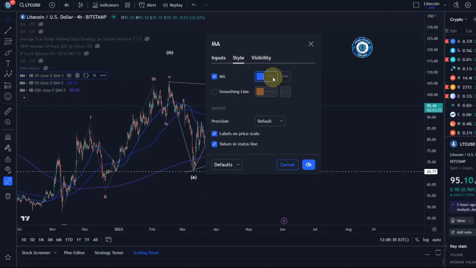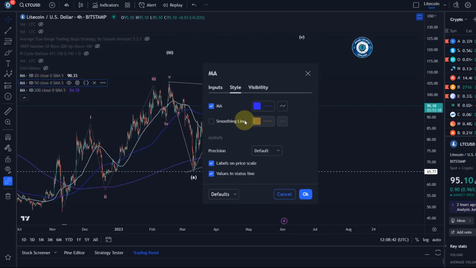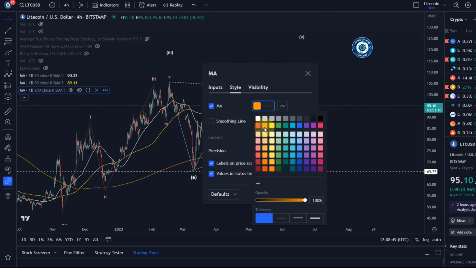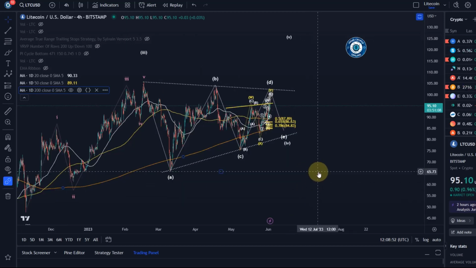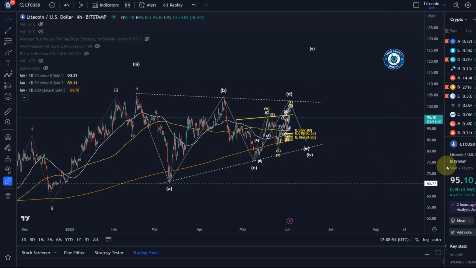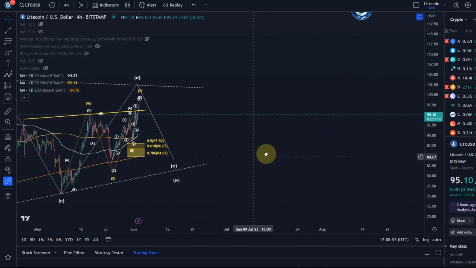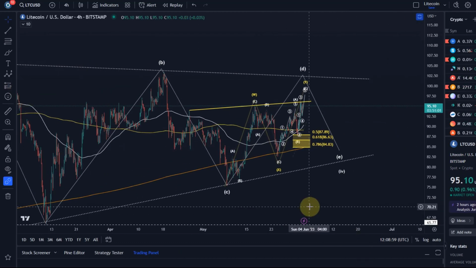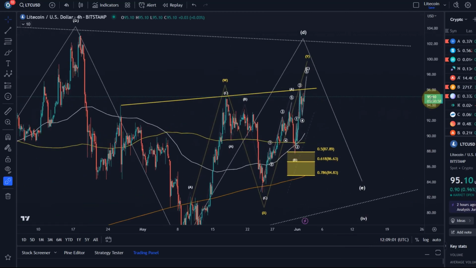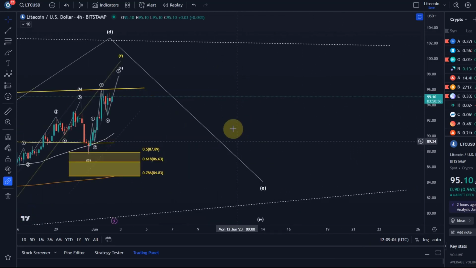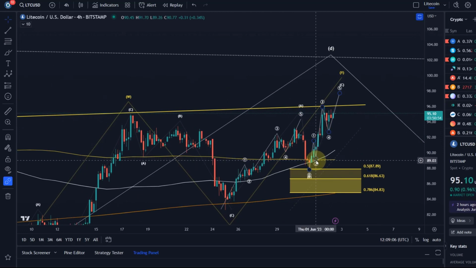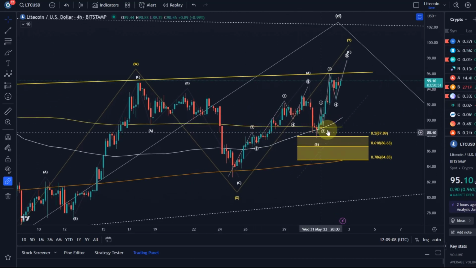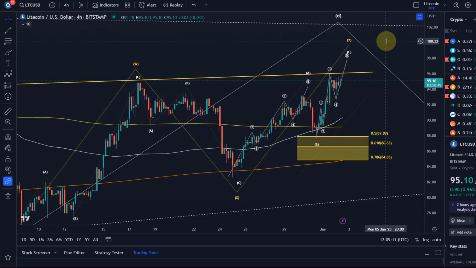Then it's worth maybe changing colors a little bit. So the 20, let's just set that to white. The 50, let's change that to yellow. And the 200, let's change that to orange. Okay. So the good news is that we currently are above all the moving averages. So we are above the 20. We even had a bullish cross down here, directly where price bounced between the 20 and the 50. And so far, the moving averages are supporting further increases.